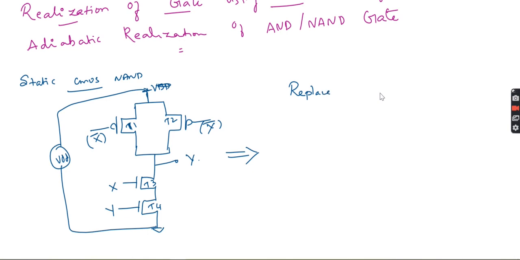Replace T1, T2, T3, T4 with transmission gates. If I replace them with transmission gates, what will happen? Here only 4 transistors are required. But when I convert this into an adiabatic logic circuit, everything will be replaced with a transmission gate. So if I replace with transmission gates, the number of transistors will double. It is around 8 transistors.